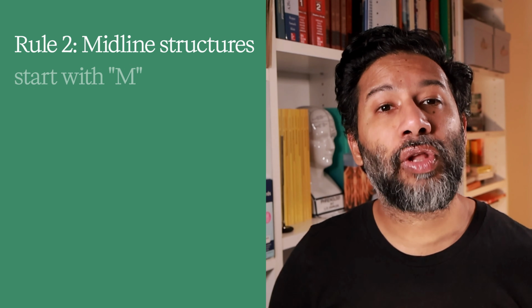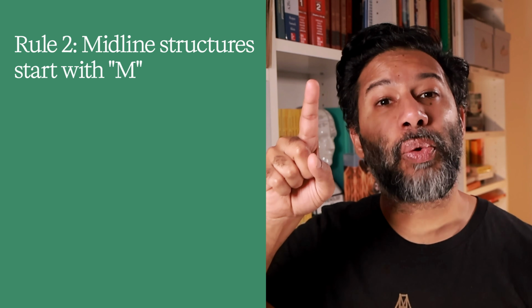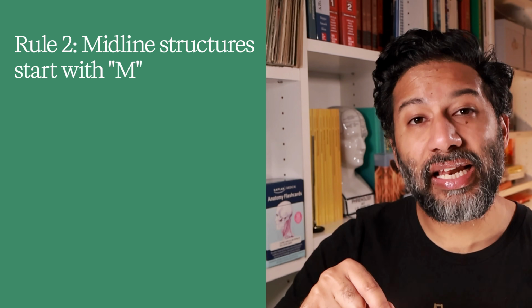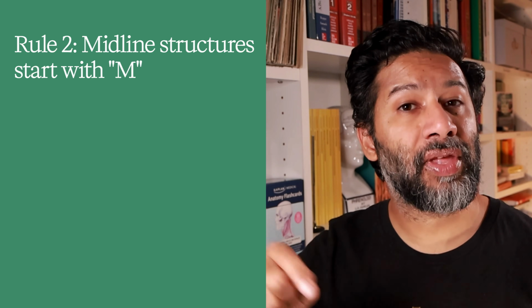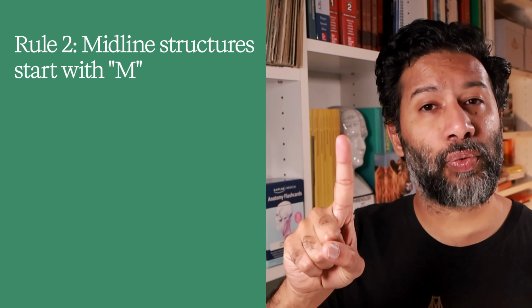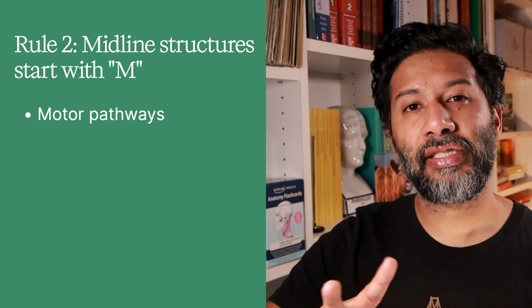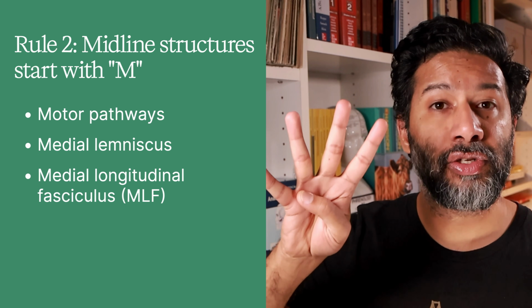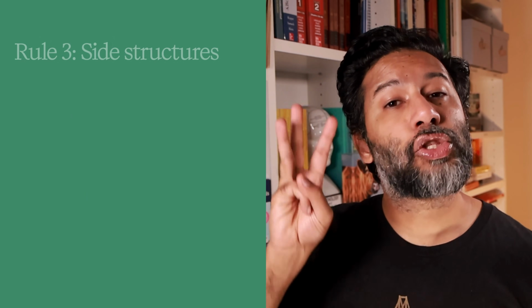The second rule are midline structures, so M. There are 4 major structures in the midline that begin with the letter M. These are the motor pathways, the medial lemniscus, the medial longitudinal fasciculus, and the motor cranial nerve nuclei. Okay, what's rule number 3?